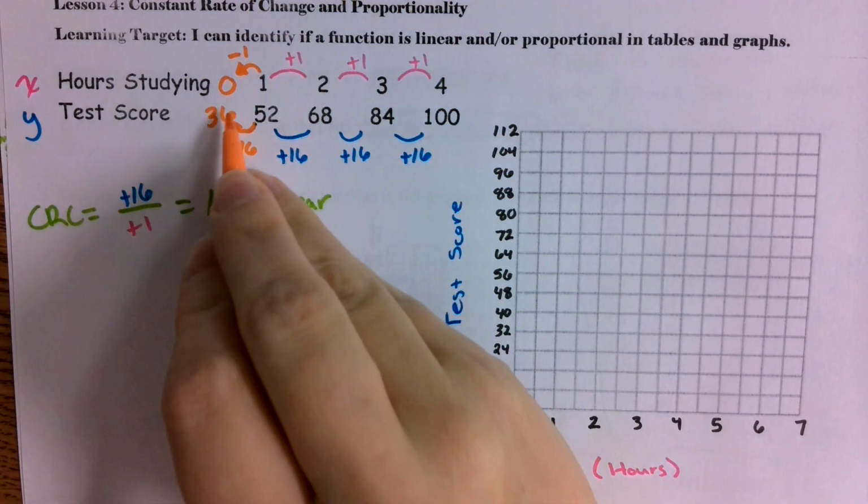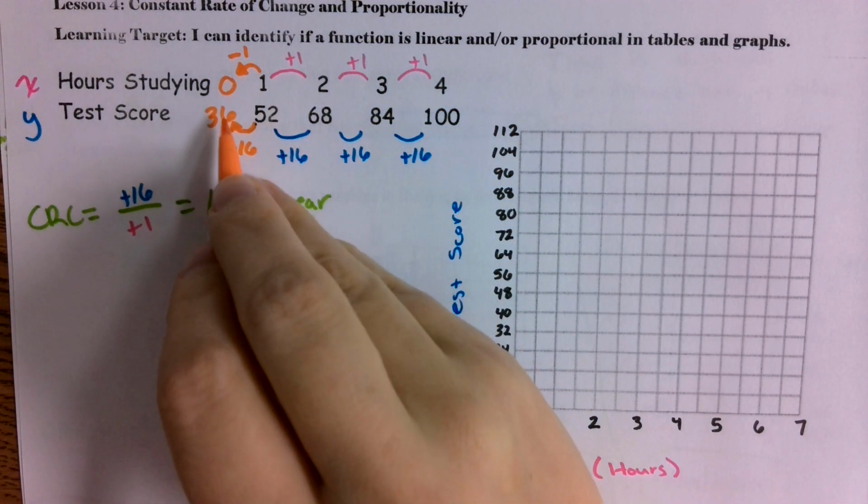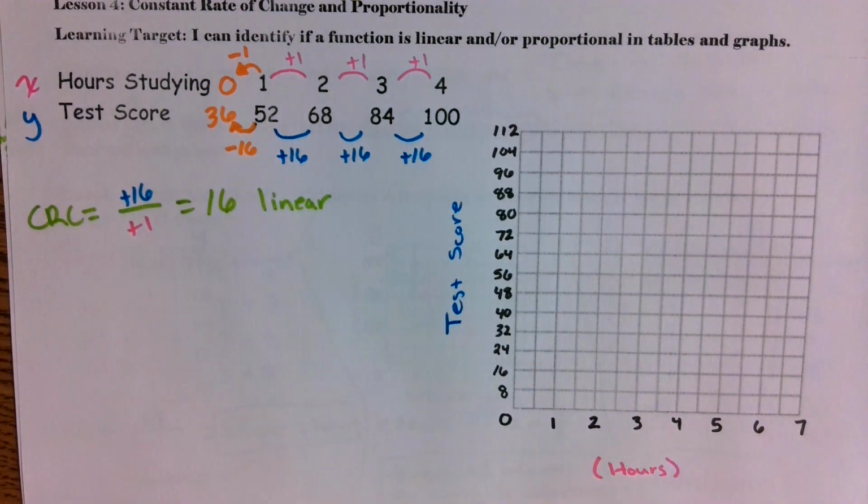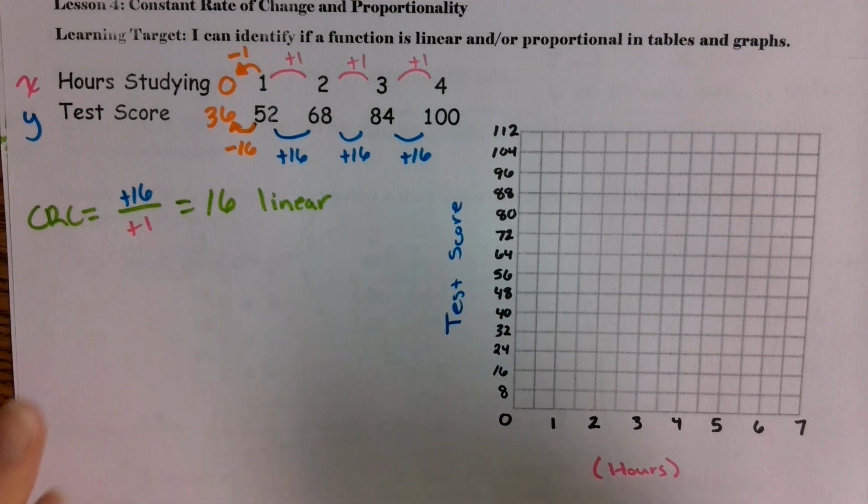That is not the origin. That is not 0, 0. Okay, so it's not going to be a proportional relationship. It is going to be linear, but not proportional.